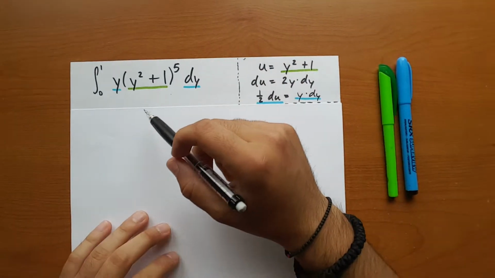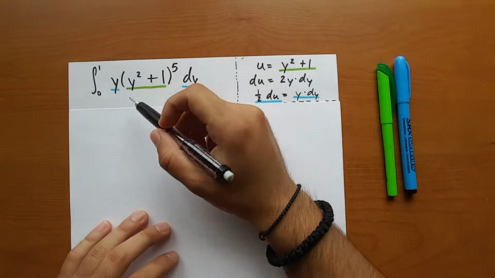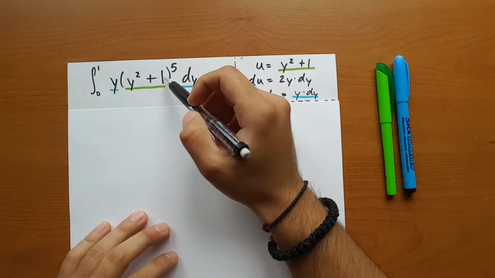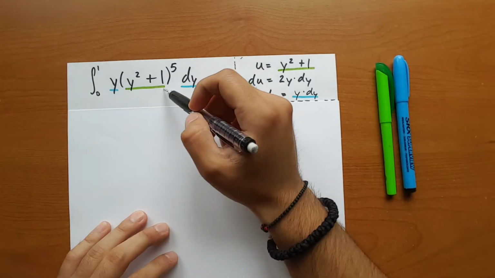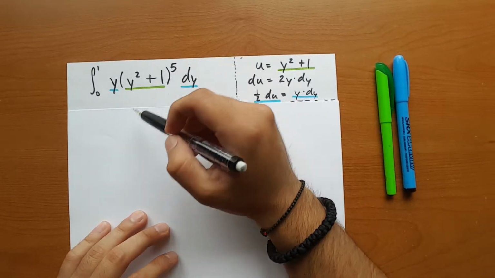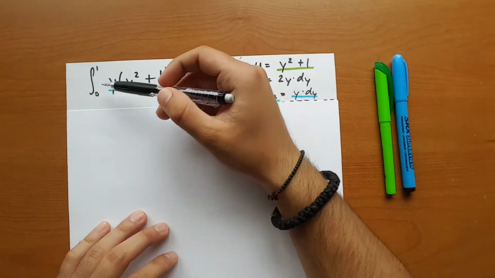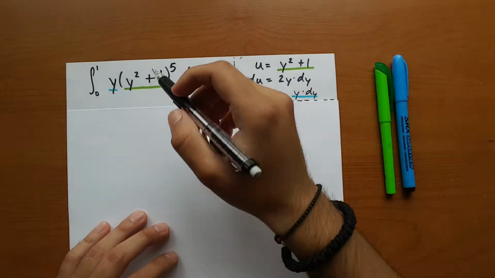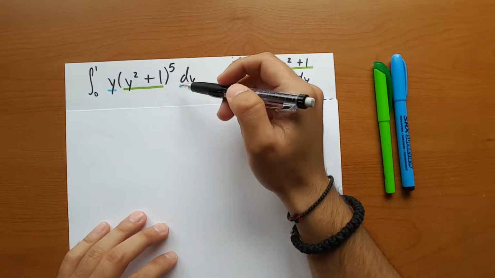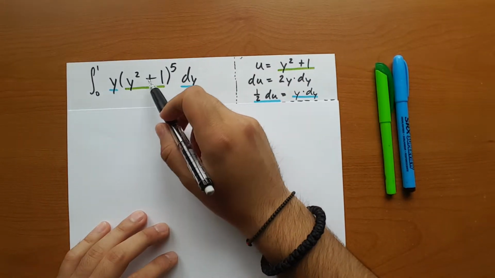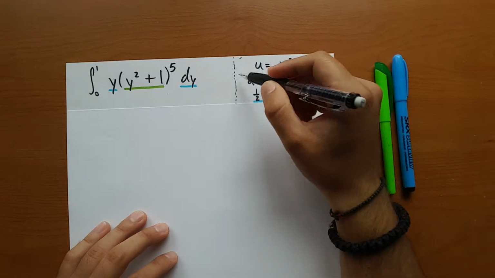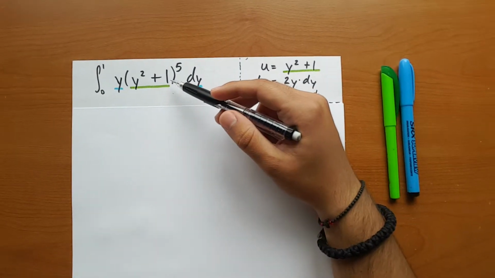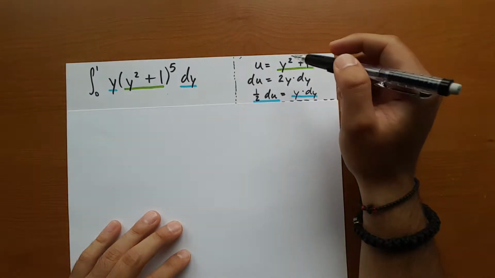Today we're going to solve the integral of y times (y squared plus 1) to the fifth, all of this to the fifth, dy, from the bounds 0 to 1. So right away, I see parentheses, so I want to make y squared plus 1 my u, so we're going to use u substitution to solve the integral of this function.